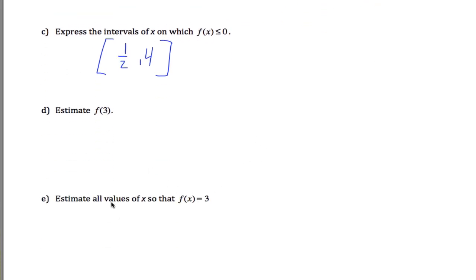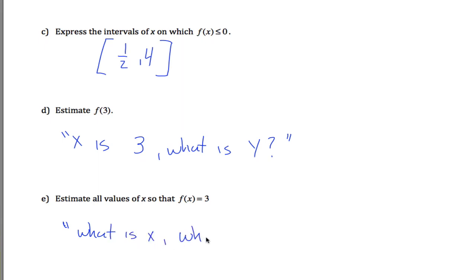Last 2 questions. These 2 are hard because people confuse them. This one means x is 3. X is 3. What is y? I don't know if that was worth writing, but that's what this question is asking. This one is saying, what is x that makes, I don't know if this is English anymore, that makes y equal 3.